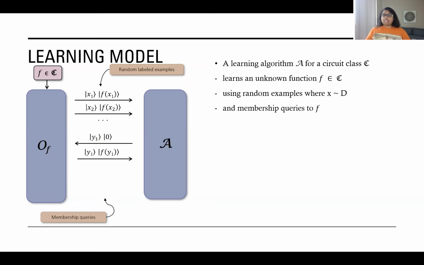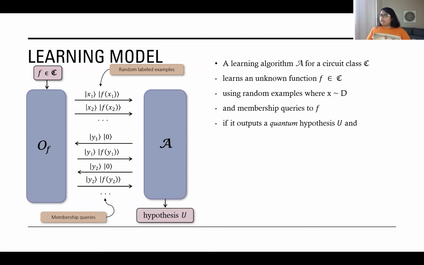It can also ask for what are called membership queries. So essentially it says, well, I have a question y1. You tell me what f(y1) is. It continues to play this game. And at the end of the day, it has to output a hypothesis. Now, I would stress that here, the hypothesis that we care about is a quantum hypothesis. By that, I mean that you're outputting the description of a unitary circuit.